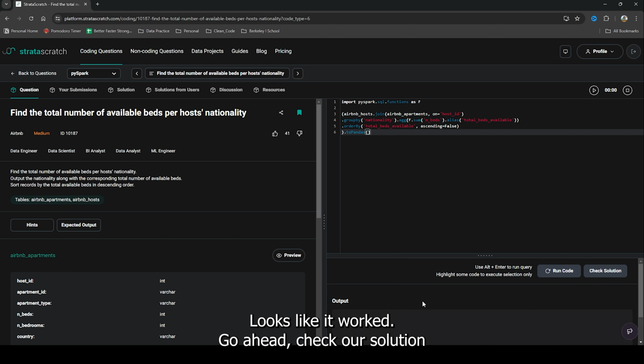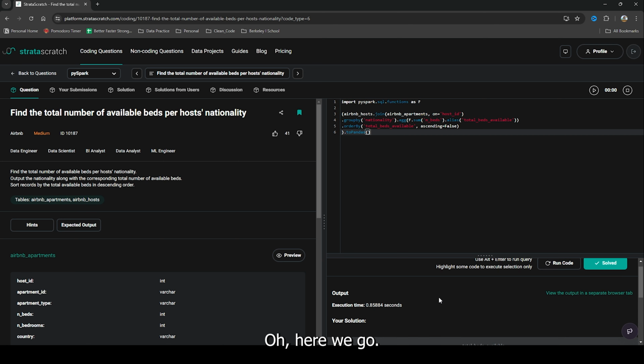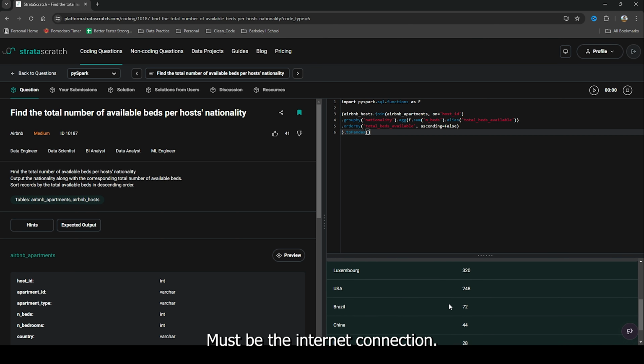Go ahead, check our solution, and we wait some more. And we wait, and we wait, and we wait. Did we do something wrong? Oh, here we go. Must be the internet connection.